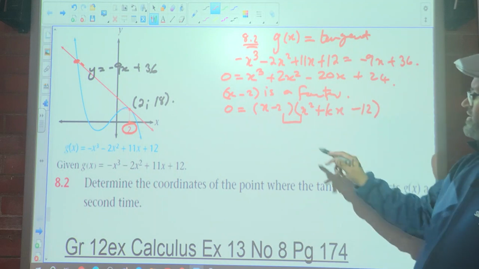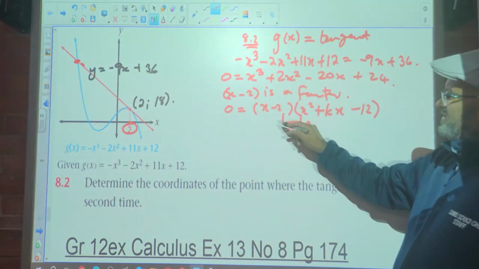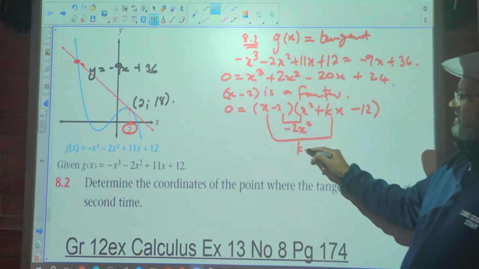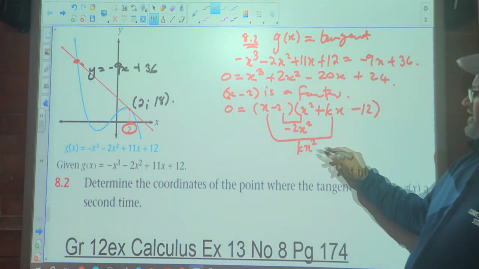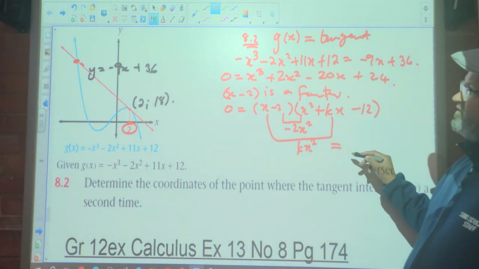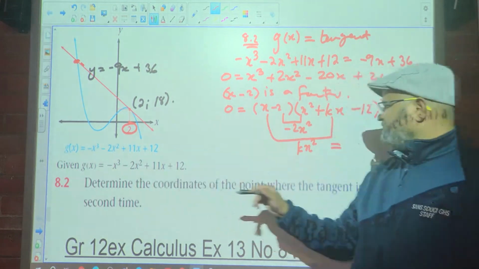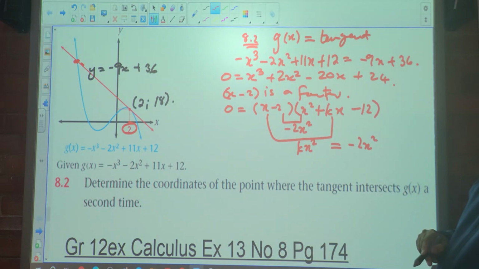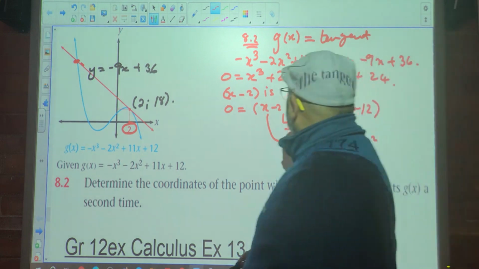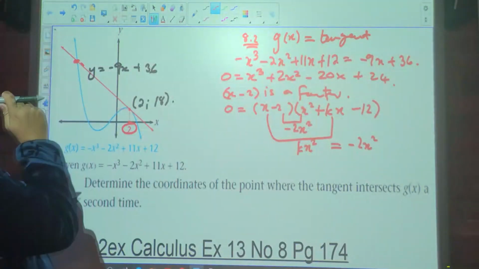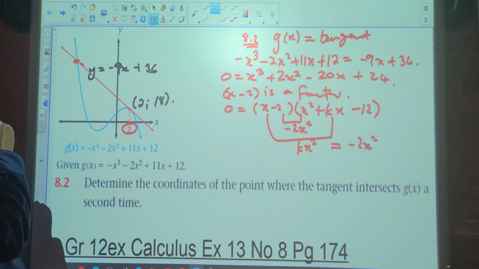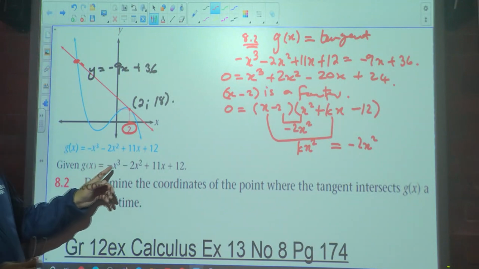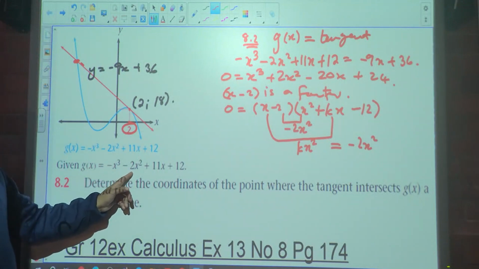So if I multiply that, I'm going to get now plus kx squared. That's going to give me negative 2x squared, and that is going to be kx squared. So if I add this, it must give me an answer of negative 2x squared, not so? So I definitely made a mistake. What's my mistake here? It shouldn't be giving you negative 2x squared.